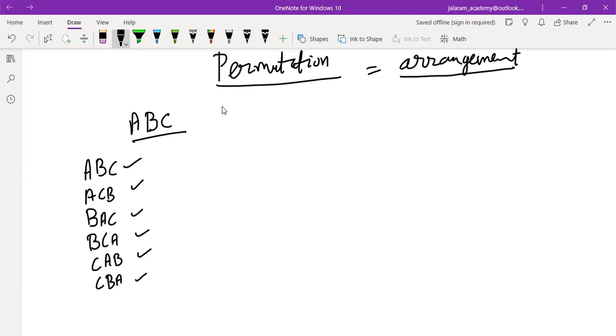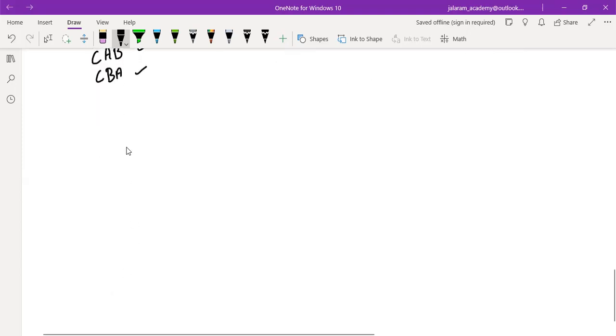So this is what permutation means. We have permuted A, B, C, and there are 6 ways of permuting them. If we are using 5 letters A, B, C, D, E and want to permute them, how many ways are there? This is what we have to study in this chapter, permutation.